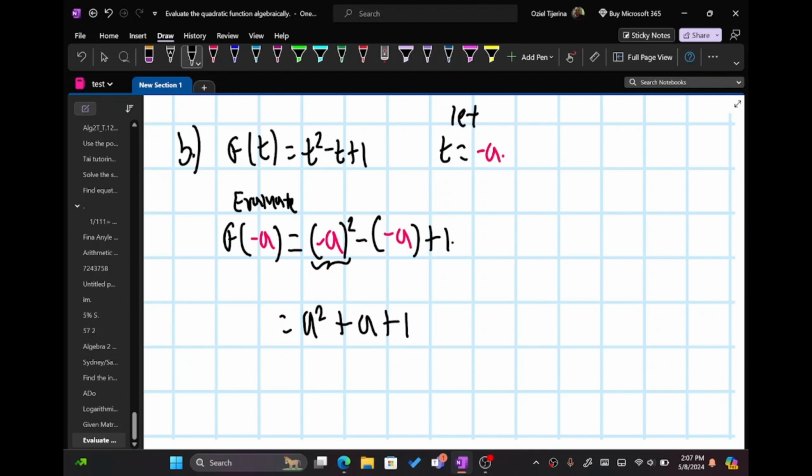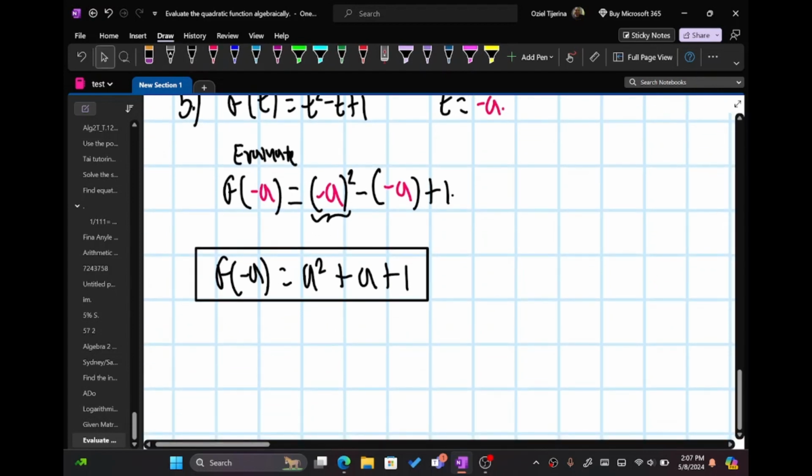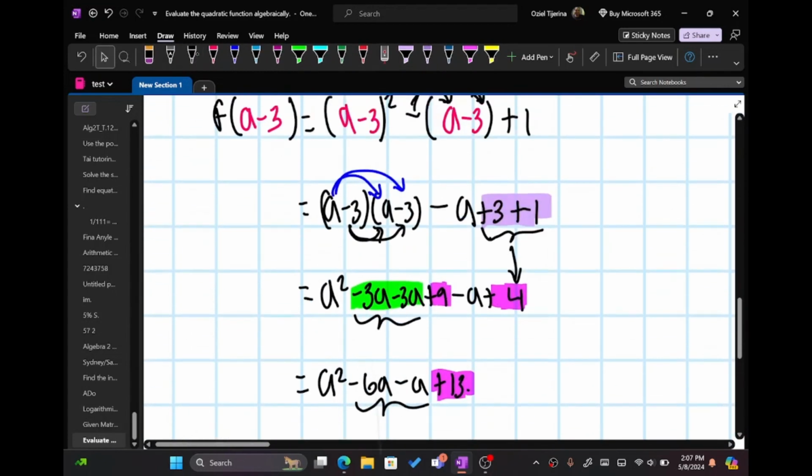This one's a little easier, right? Because we're just evaluating at one value. Instead of actually doing the FOIL method, we're just doing f of negative a. It's not as difficult. Let's move on to part C.